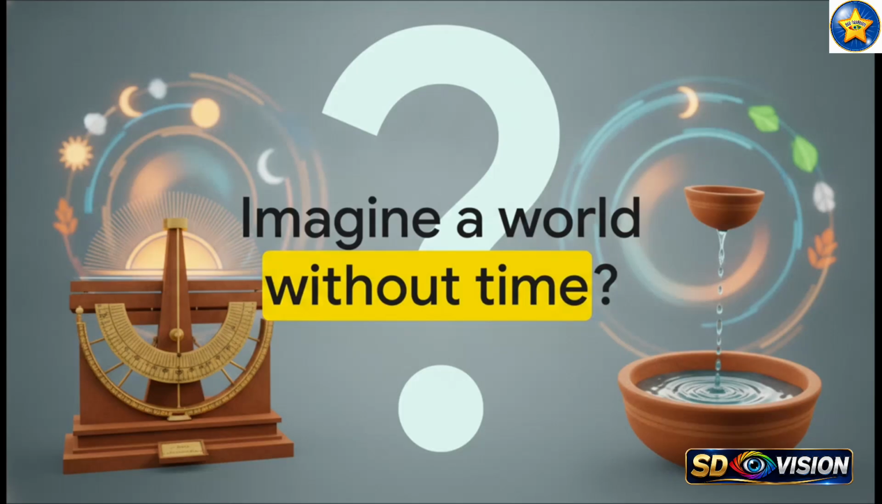Okay, so just imagine a world completely without time. I mean, literally no clocks, no phones. How would you know when to meet up with your friends? Early humans actually had to deal with this. Sure, they could watch the sunset to know a day had passed or track the moon phases for a month, but that left a huge gap. They had absolutely no idea what time it was during the day. They desperately needed a way to chop time up into smaller, measurable chunks.